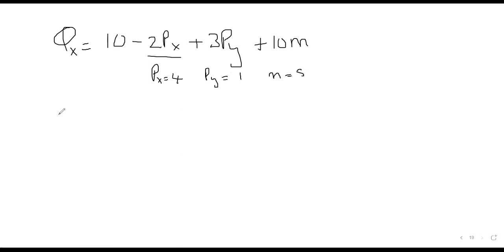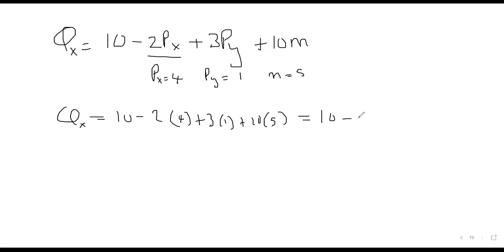So what is the quantity of this good? We just substitute the values there. Where there is price of good x, we put a 4. Where there's price of good y, we put a 1. And where there's income, we put a 5. So here we're going to have 10 minus 8 plus 3 plus 50. 10 minus 8 is 2. 2 plus 3 is 5. 5 plus 50 is 55. That is the quantity.